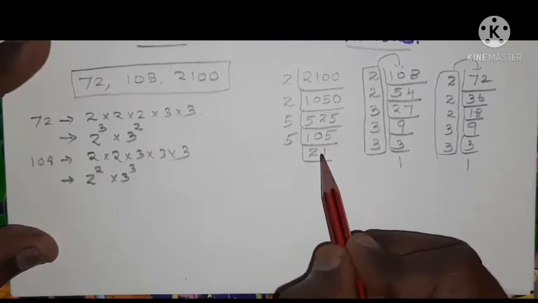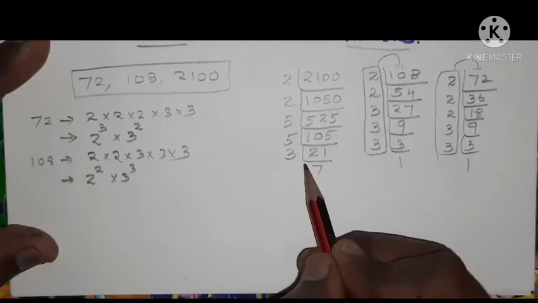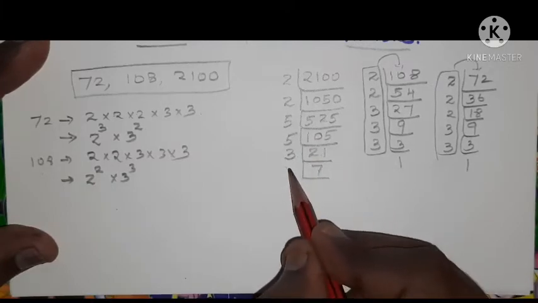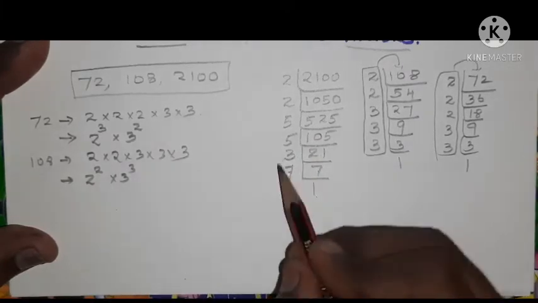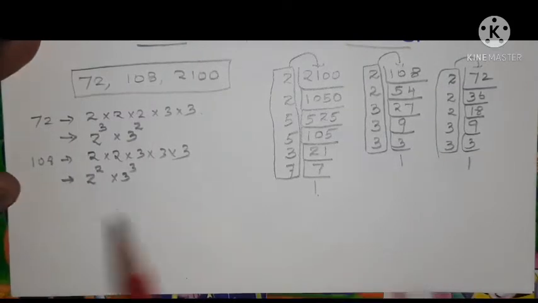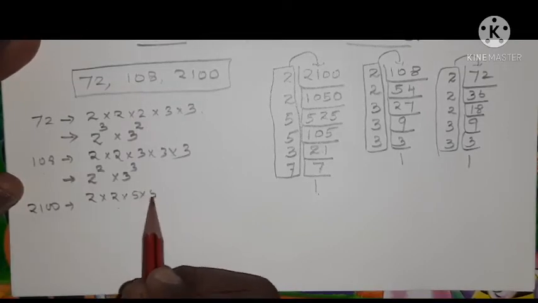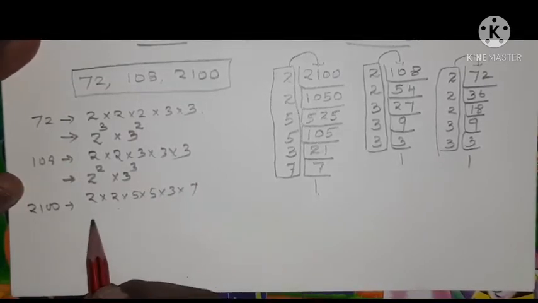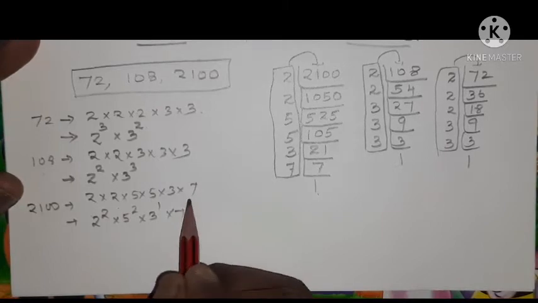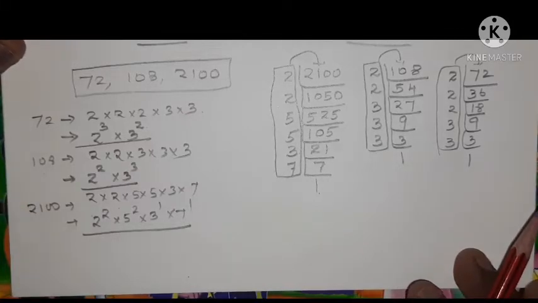Now look, it is 21. Check with the lowest prime factor: it can be divided by 3, and 7 3s are 21. So we could not divide by 2 or 3 or 5, so we choose the next prime factor, 7 itself. These are the prime factors of 2100: 2 into 2 into 5 into 5 into 3 into 7. In powers, 2 power 2, 5 power 2, 3 power 1 into 7 power 1.